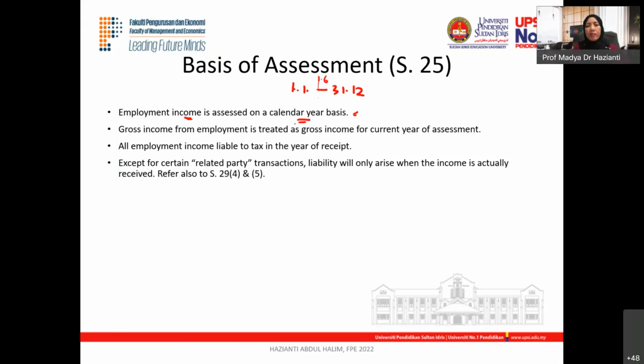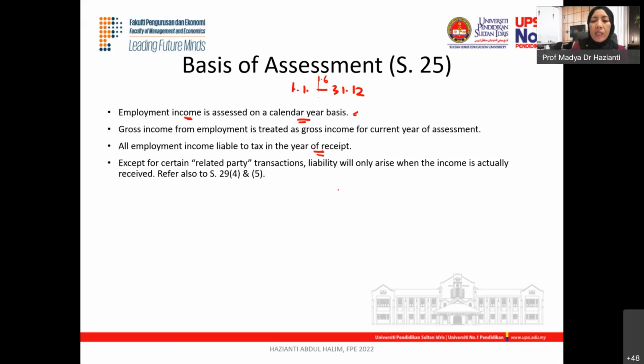Gross income from employment is treated as gross income for the current year of assessment. Okay, we will look at the calculation later. All employment income is liable to tax in the year of receipt. This is another point on income tax: the year you receive it is the year you pay tax.